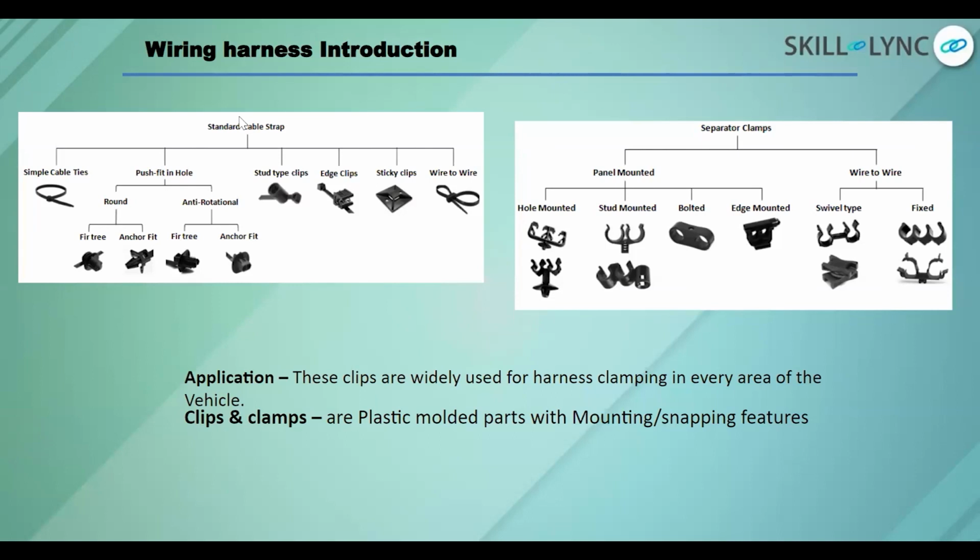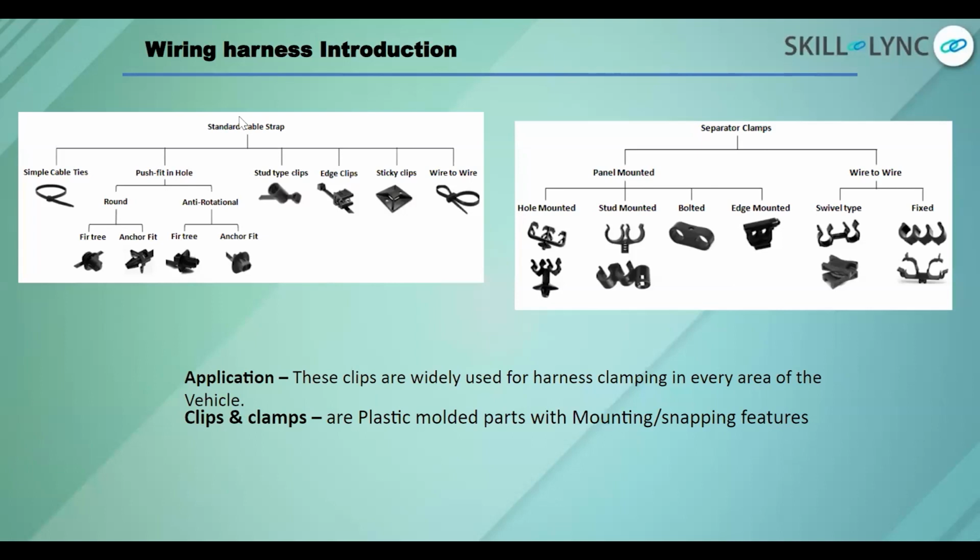Further, we have push fit types. There will be mounting holes available in your car body structures. These will be mounted there accordingly, and then you can make sure that the wires are passed through those mounting areas. Correct. These are majorly of two types: round and anti-rotational. And in the round type, we have fir tree as well as anchor type.